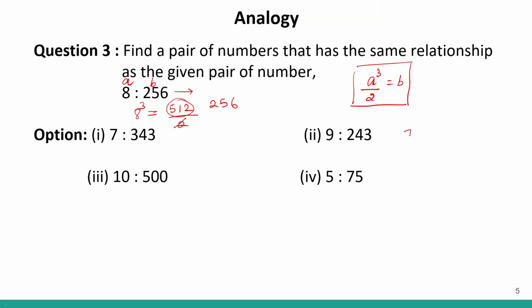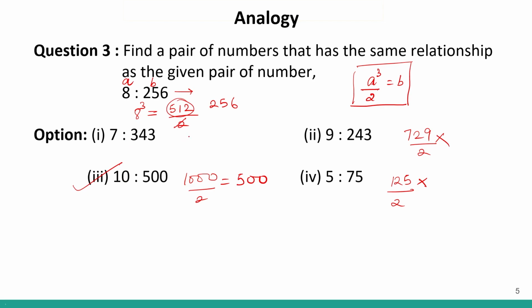9 cube is how much? 729. 729 is not divisible by 2. Correct? 5 cube is how much? 125. It is not divisible by 2. 10 cube is how much? 10 cube is 1000. Can I divide it by 2? Yes, I will get 500. So this is the answer.